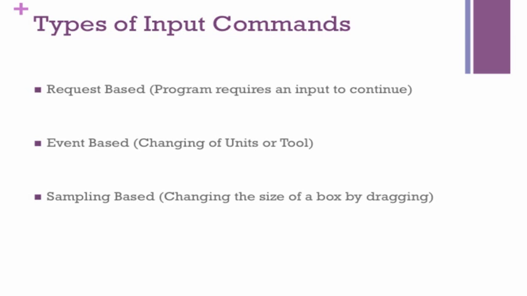The next type of input command is called event-based. Basically, this is something that you want to change, for example, the units in which you are creating your 3D model. This creates an event-based input command. Next is the sampling-based input command. Imagine you want to draw a square, and you can click on the diagonal and drag the square, making it very big or very small. As you are dragging this box, that is called a sampling-based input command. These are mainly theory, so it's just good to know. Let's move on to the next slide.